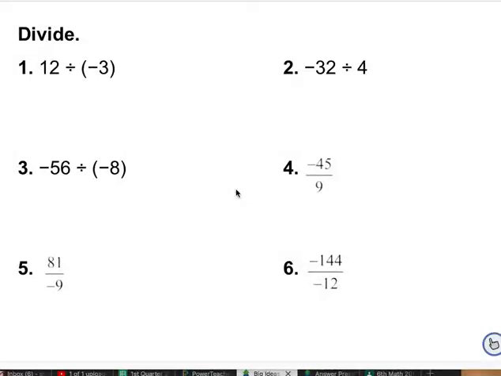Good either way this time. Negative 45 divided by 9. I'm kind of checking for understanding, so I need to know whether you understand. And so we're going to do a little bit of showdown. Okay? We are going to use the whiteboards for just a little bit. Negative 45 divided by 9. Showdown.